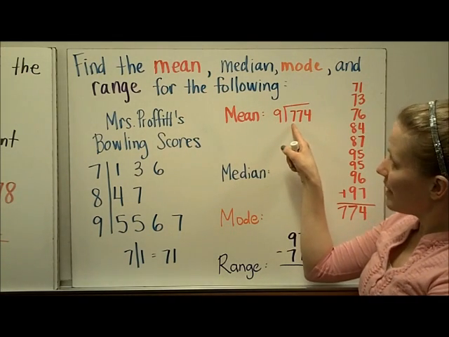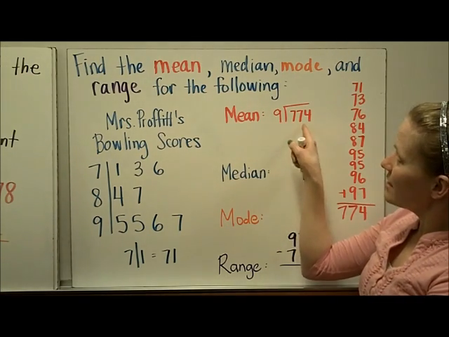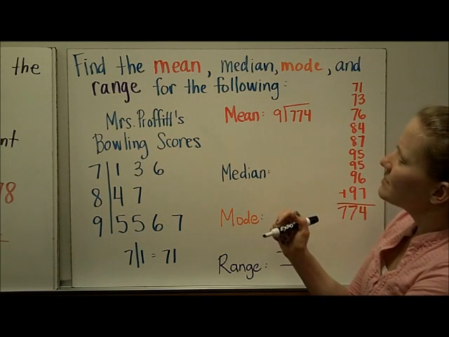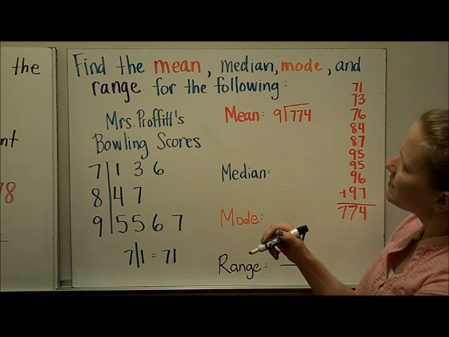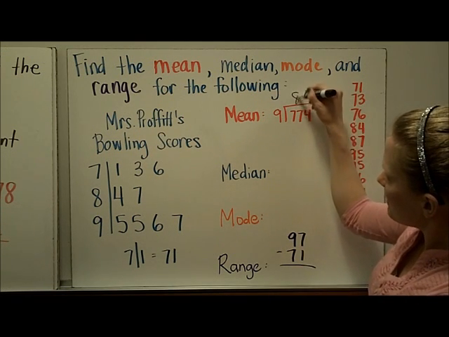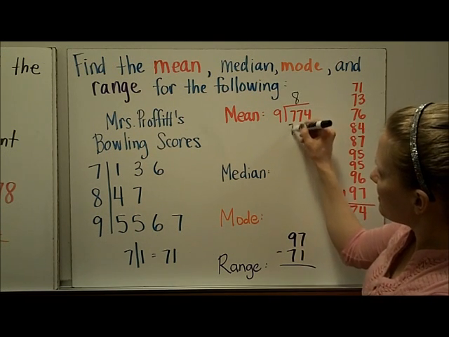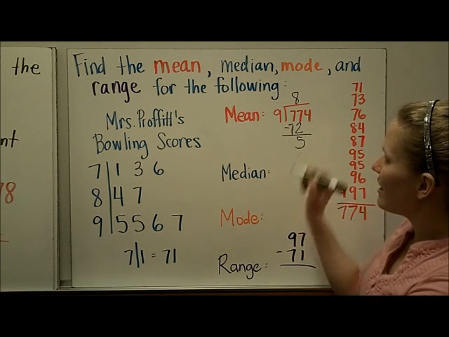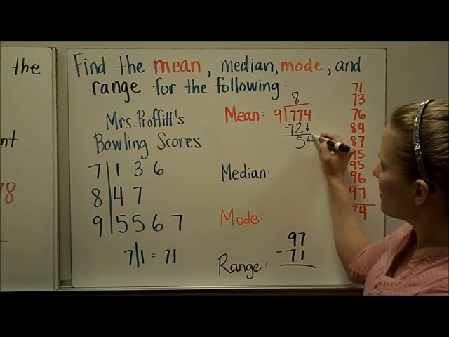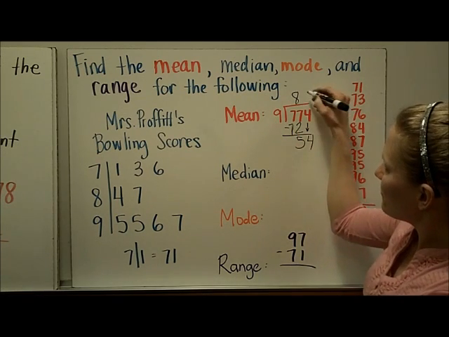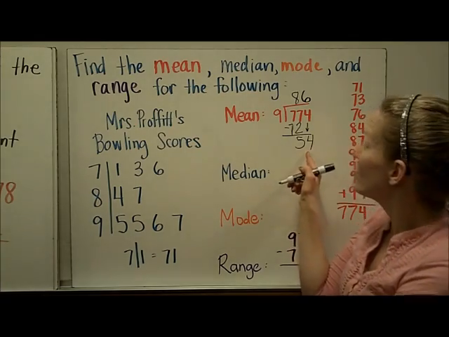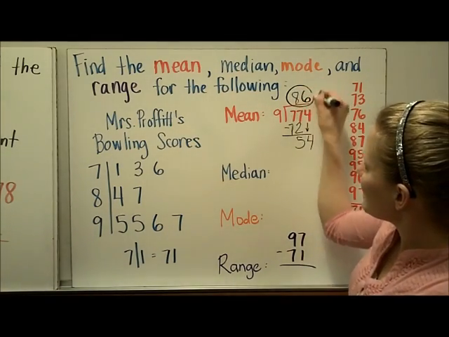So 9 can't go into 7. 9 goes into 77. Let's see. 9 times 8 is going to be 72. I'll get 5 when I subtract. I'm going to bring down a 4. 9 goes into 54 6 times, and then 6 times 9 is 54, so I'd have no remainder. So my mean is 86.